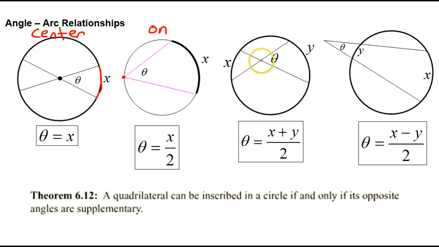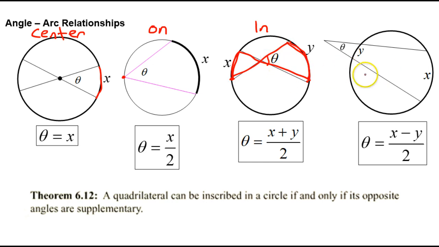Now, if the angle is in the circle, but not at the center, then this is the formula that we use. We have these two arcs, the x and the y, and the angle is the average of these two, arc plus arc divided by 2. I encourage you to look at this as some kind of a bow tie or an hourglass to help you identify the two arcs and the angle.